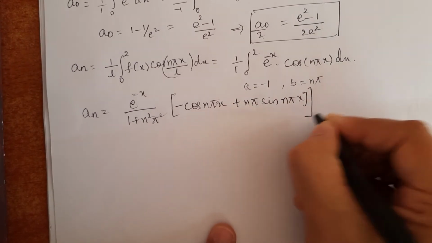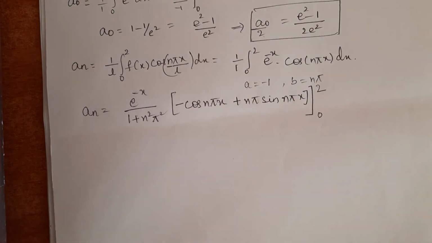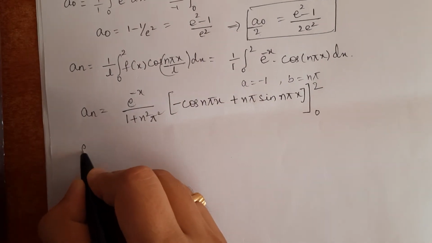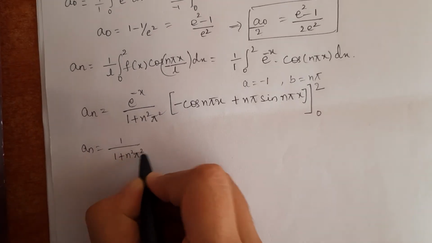This is between the limit 0 to 2. This is the integration part. Now we should substitute the limits. Let us substitute the limits. An equals 1 by 1 plus n square pi square, which is a constant.